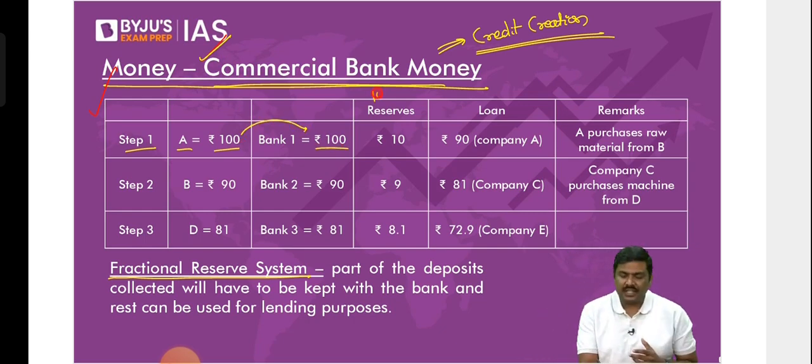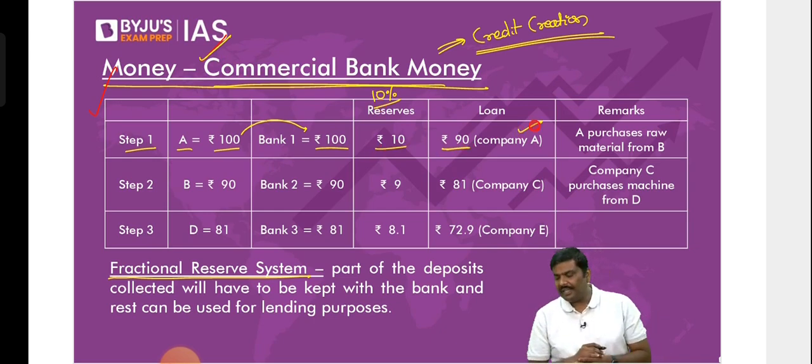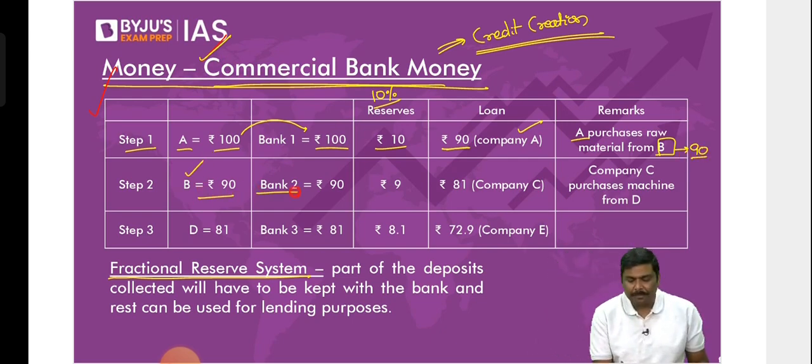Now what bank 1 will do is, imagine the reserve ratio is, let's say, 10% (CRR, SLR, etc.). They will keep aside 10 rupees and use the remaining 90 rupees to lend to company A. Company A will purchase something from B. Now B will have this 90 rupees. B will take the 90 rupees and deposit it in the second bank.